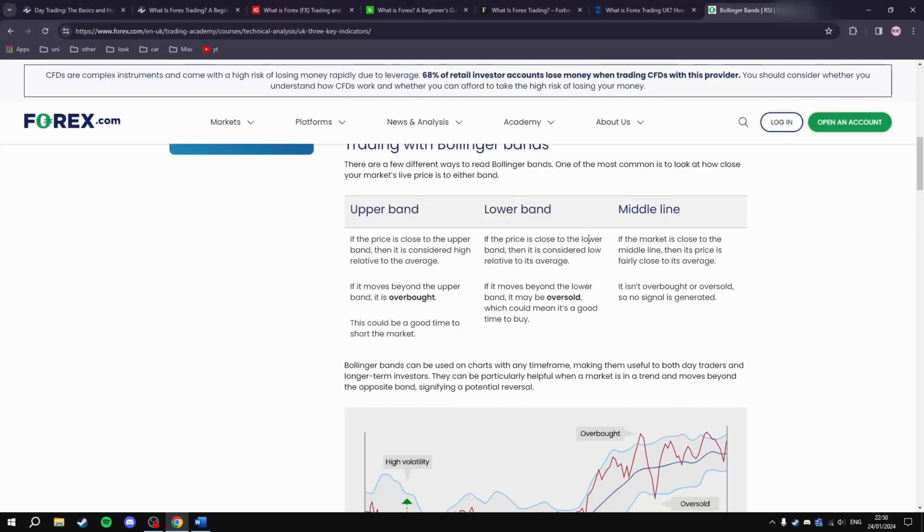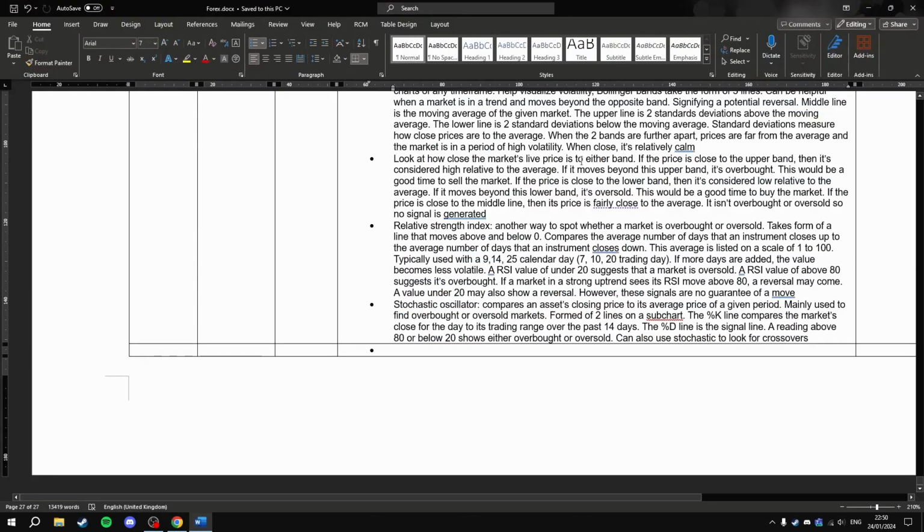If the price is close to the lower band, then it's considered low relative to its average. If it moves beyond the lower band, it may be oversold, which could mean it's a good time to buy the market.